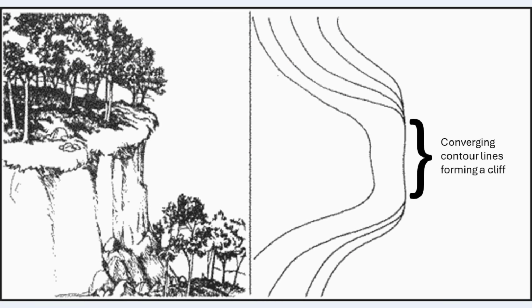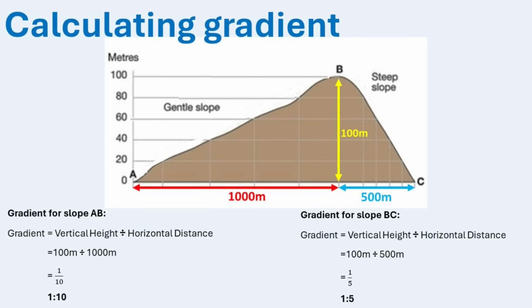Contour lines can only connect to form a single contour line where there is a vertical cliff. To calculate the gradient of the slope between points A and B, we compare the vertical height difference, rise, to the horizontal distance, run, between the 2 points. The gradient tells us how steep or gentle the slope is.